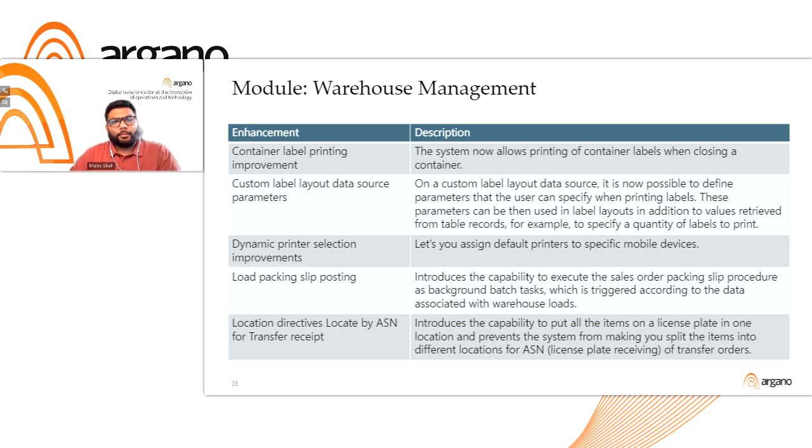Next one is load slip posting. This feature introduces the capability to execute sales order packing slip procedures as a background batch task with the warehouse loads. Next one is location directives locate by ASN for transfer receipt. This feature introduces the capability to put all the items on a license plate in one location and prevents the system from making you split the items into different locations for ASN for transfer orders.